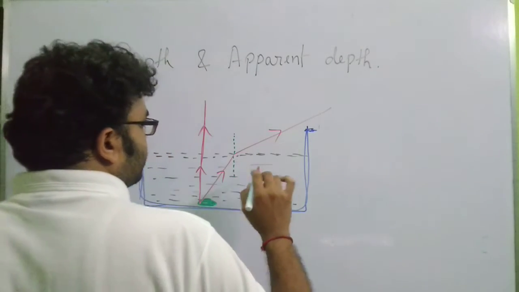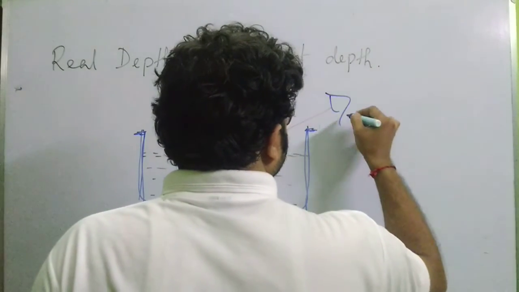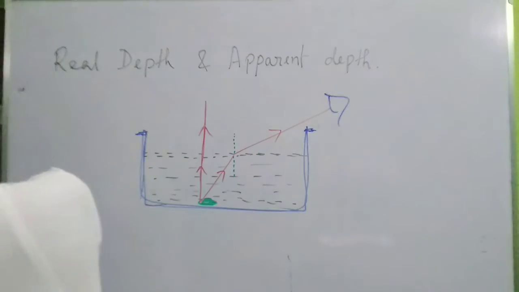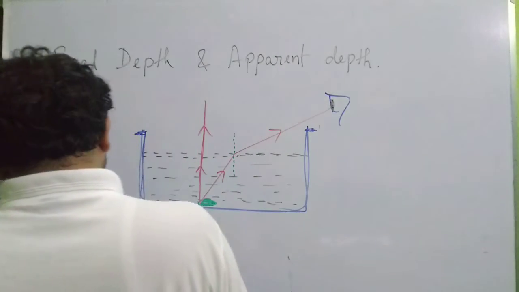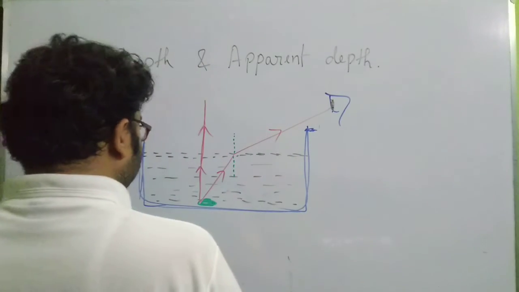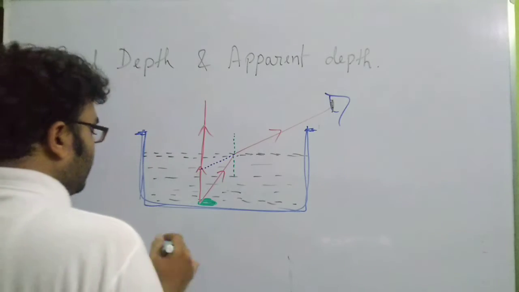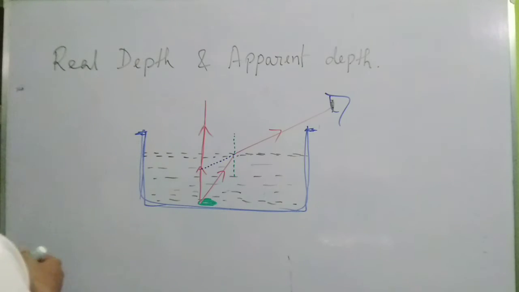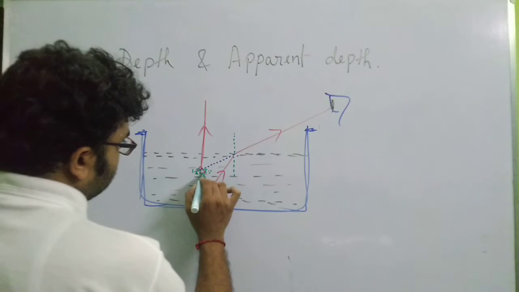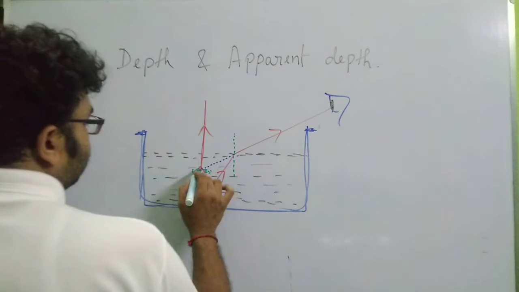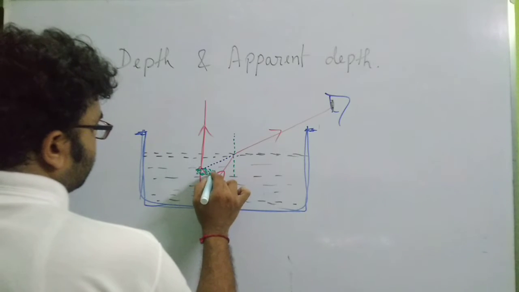So if a person is seeing this from here, what he or she will see is that the coin seems to be raised. Why? It will be something like this. The ray will be intersecting here. So we will be seeing the image of the coin not at the bottom, but rather here. I think the concept is clear. So now we have diagrammatically explained why this phenomenon is happening.